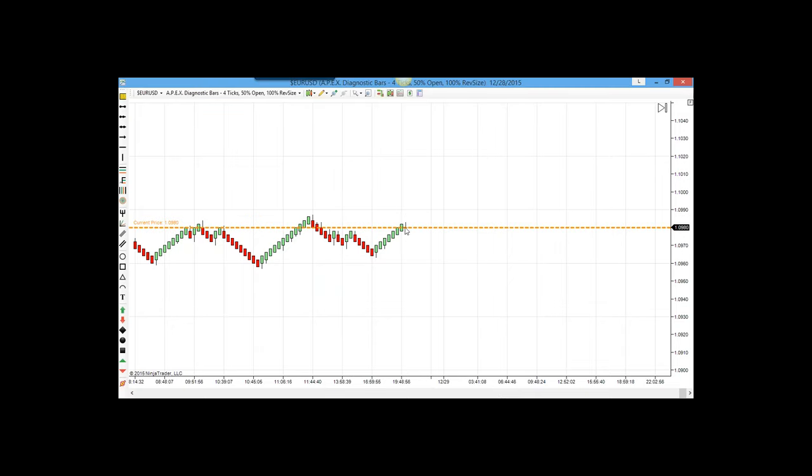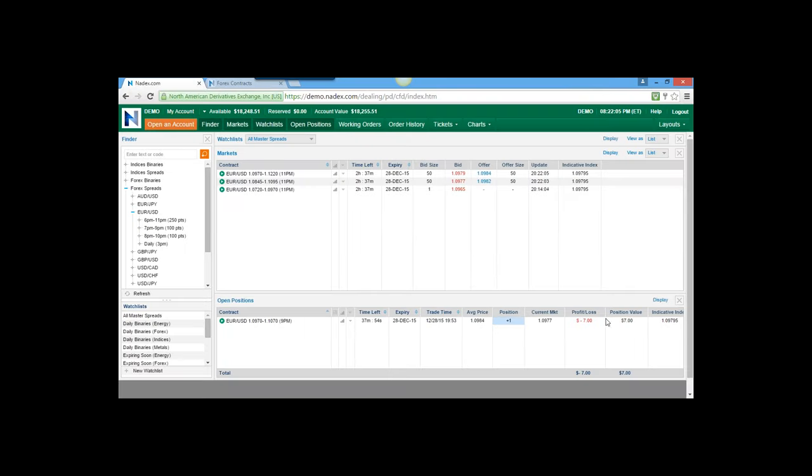The market went up. The market went up 15 ticks. I should have made $15. But my profit and loss right here only showed me making six. My balance only went up by six.